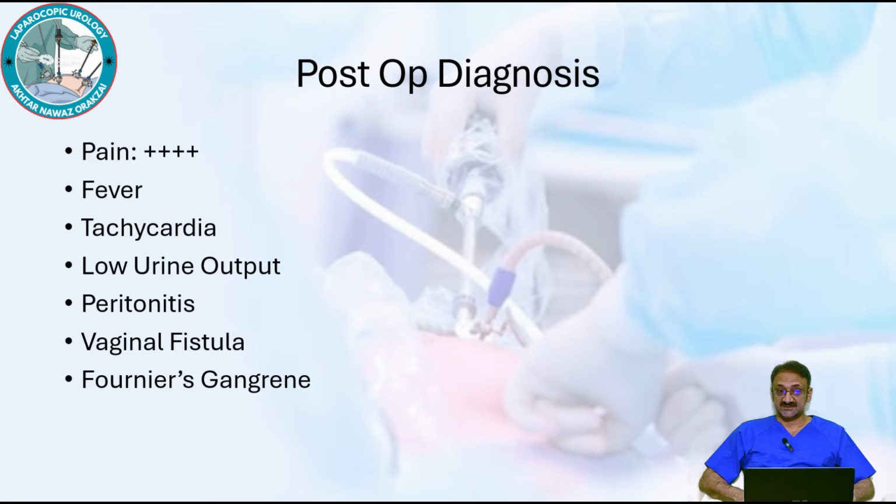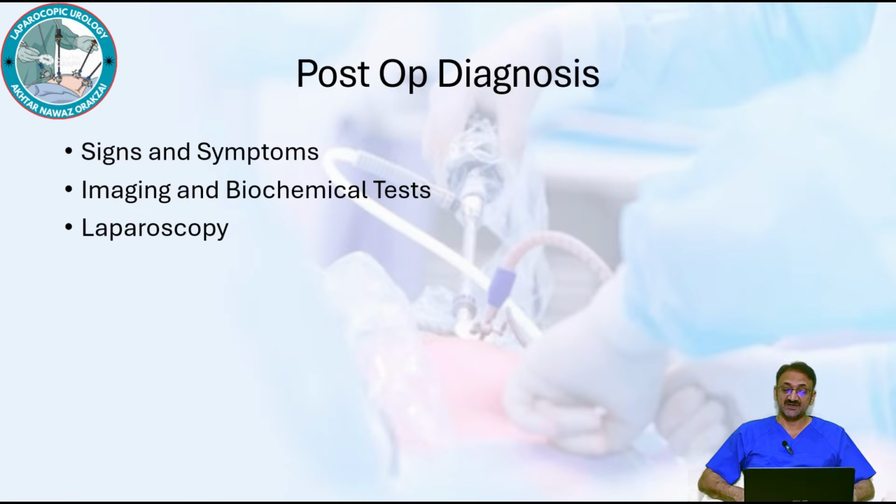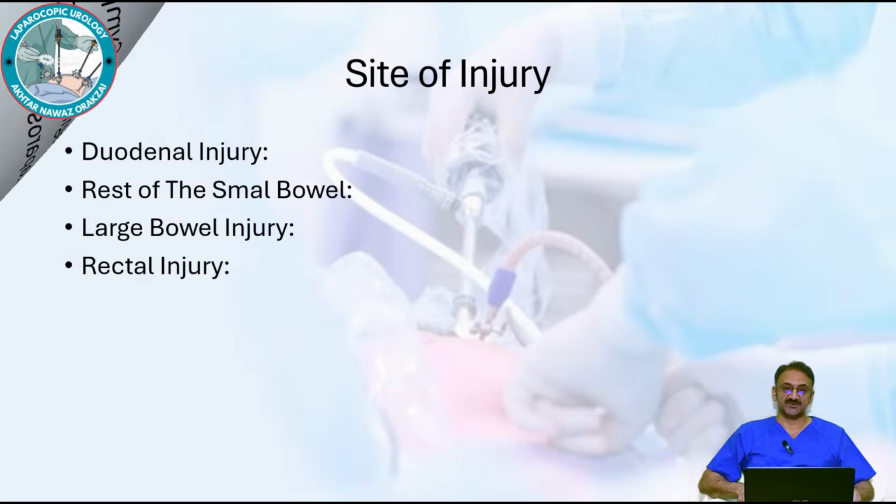Now, post-operative diagnosis. The patient has signs and symptoms of peritonitis. There is pain, nausea and vomiting, high-grade fever, tachycardia, jaundice, low urinary output, tenderness, guarding, rebound tenderness, there may be a vaginal fistula, or there may be Fournier's gangrene in case of rectal injury. So all these are symptoms and signs of bowel injury, which are diagnosed post-operatively and not peroperatively. So there are signs and symptoms, imaging and biochemical tests, and if you are in doubt, you should immediately do a laparoscopy and see what the problem is inside.